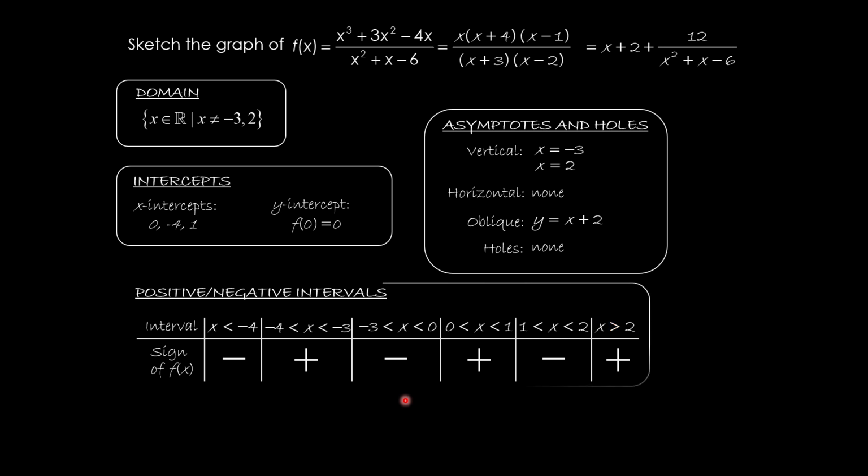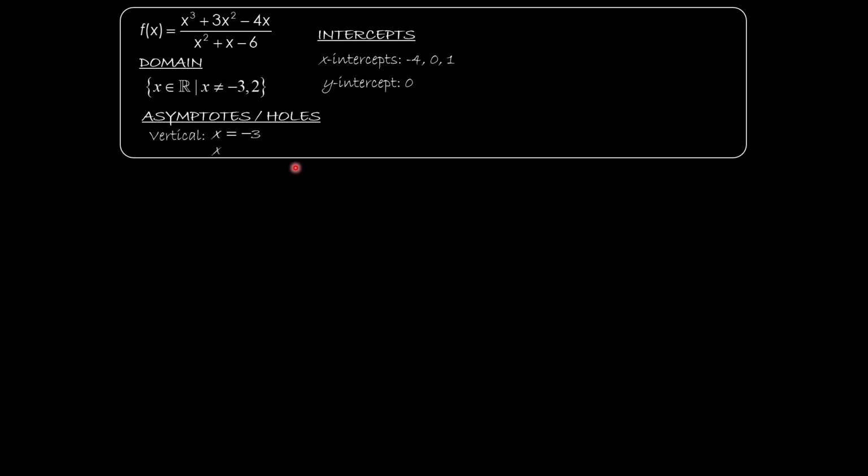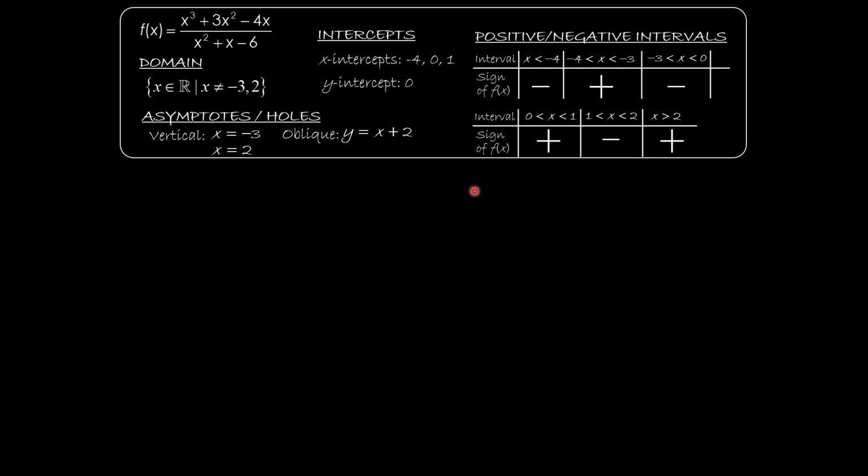And we now have enough to sketch a decent sketch of this graph. So let's just summarize all of that information one more time. For our function f of x, we have our domain, x cannot be -3 or 2. We have our intercepts, 3 x-intercepts and our y-intercept. We have some asymptotes. We have vertical asymptotes at -3 and 2. And we have a linear oblique asymptote of y equals x plus 2. Last but not least, we have our intervals over which our function is positive and negative.